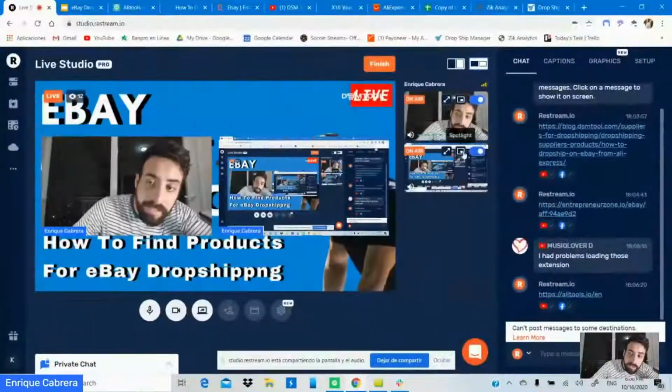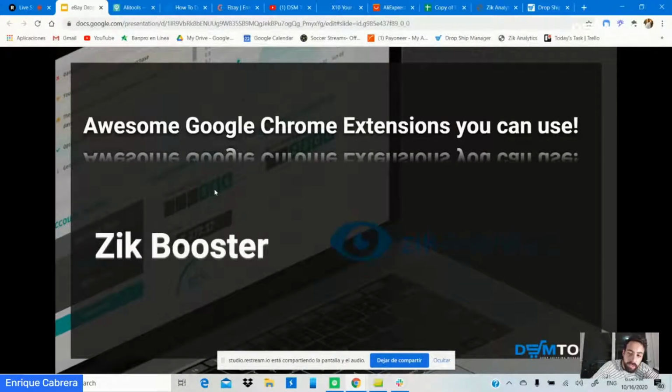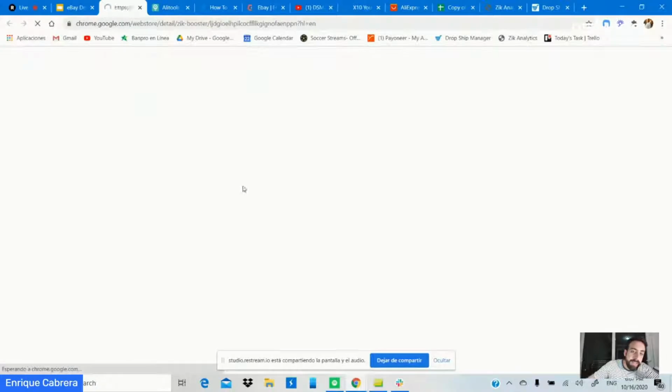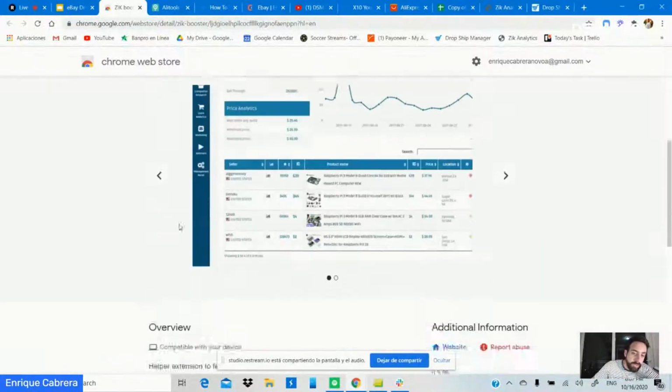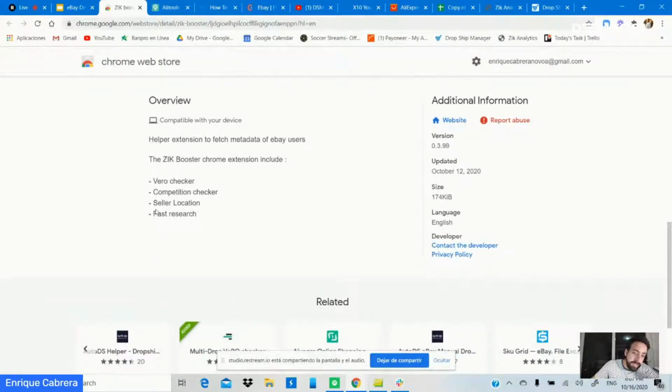Okay, so the other extension I want to show you guys is this one, the SIG Booster. SIG Analytics is the number one software that we will be using right now when it comes to market research. So this SIG Booster allows us to, first of all, and most important of all, check the competition. We can see the seller's location, and this is very important. I'll show you why it's important along the way. But I recommend you get this as well, and you have a fast research method.